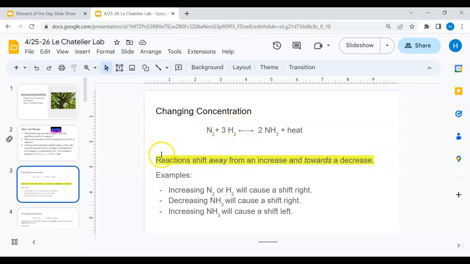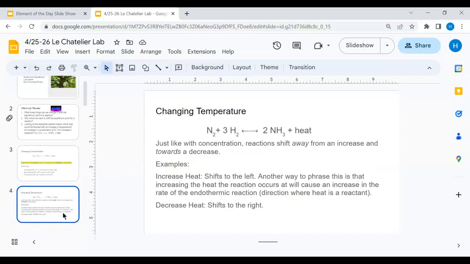All right. So changing concentration is fairly straightforward. If you increase, it moves away. If you decrease, it moves towards. And it turns out it's the same thing with heat, with temperature. We need to write the heat separately. We can also write energy or delta H here. There are several different notations that you could use.